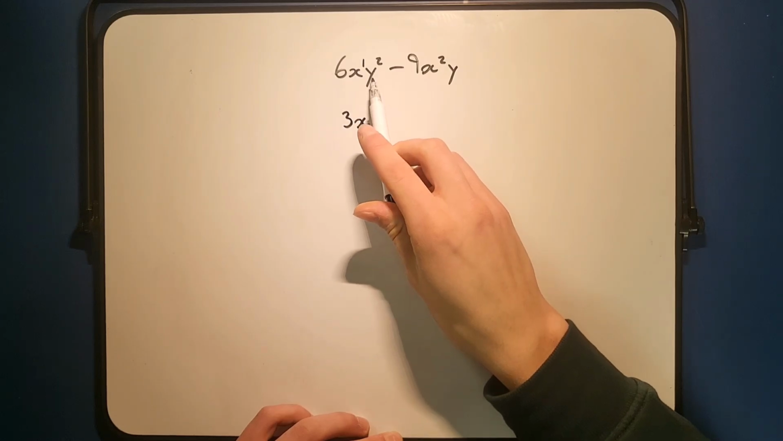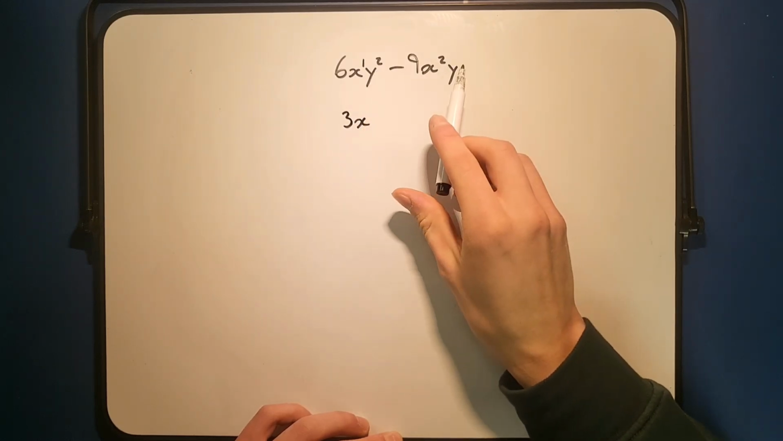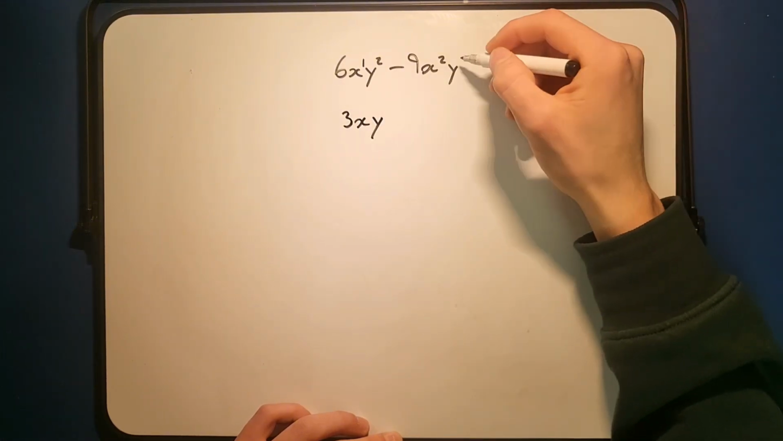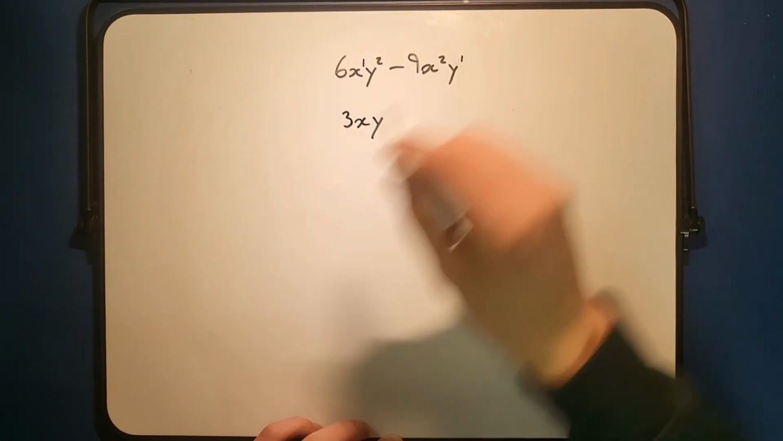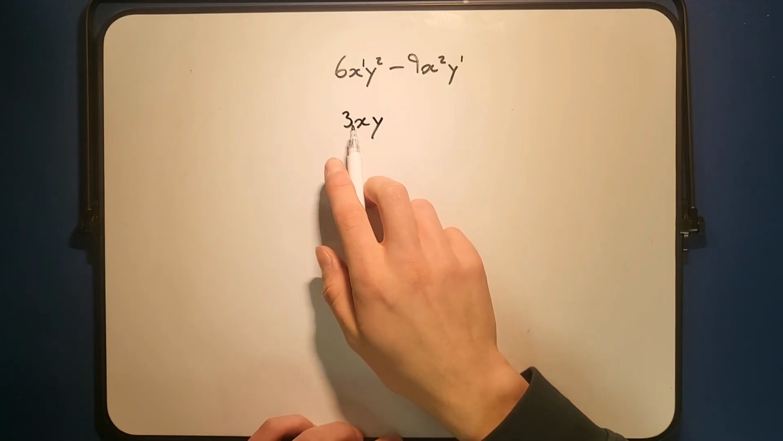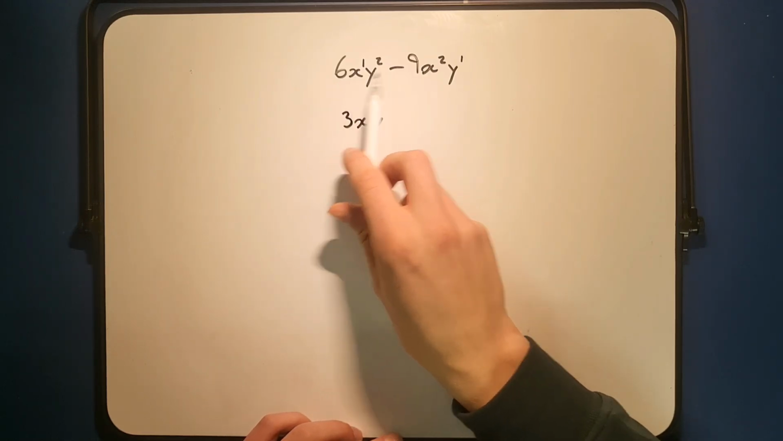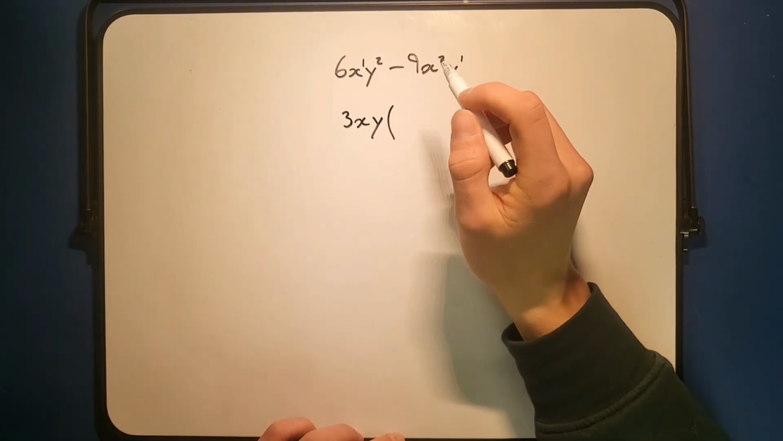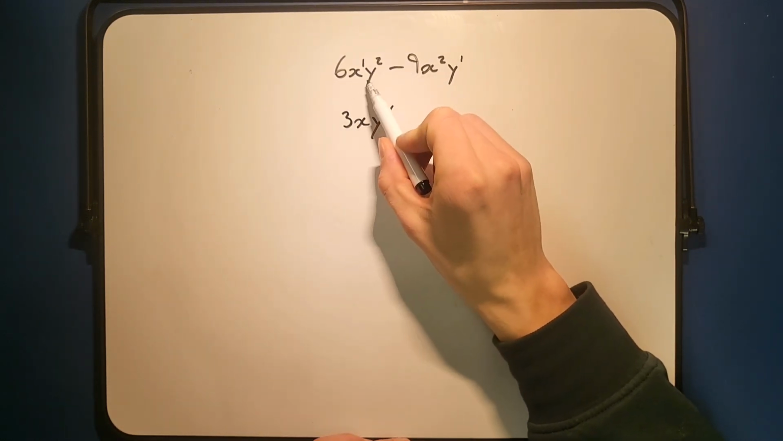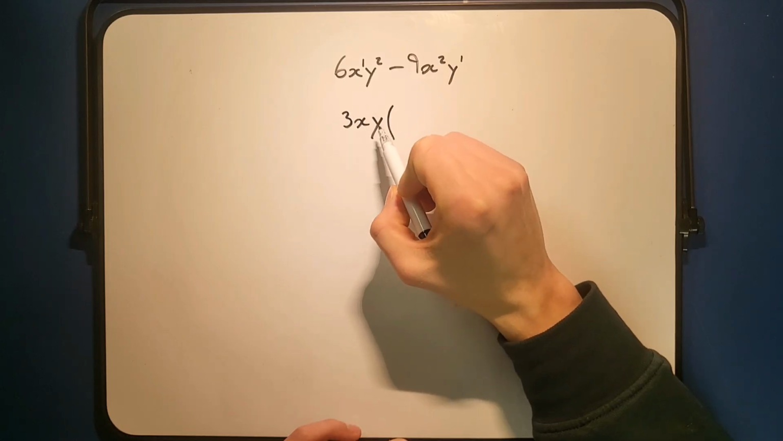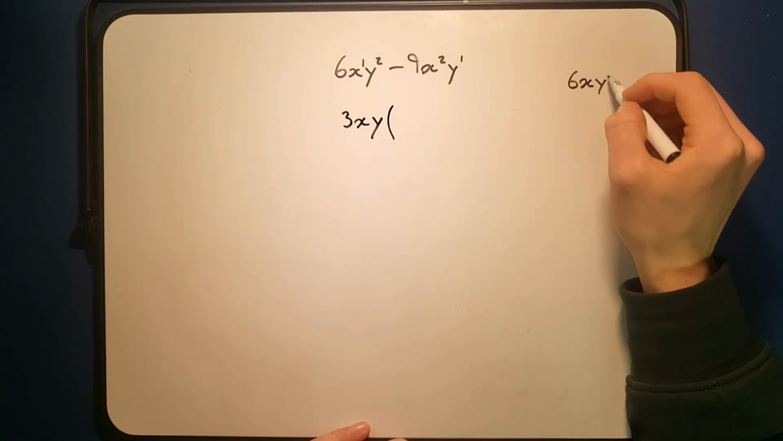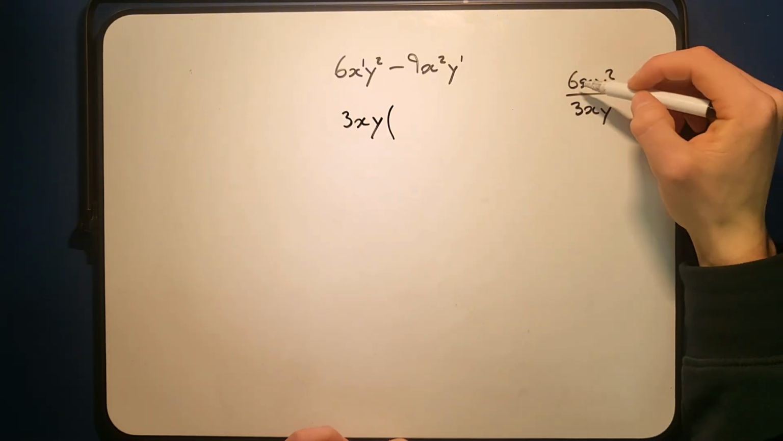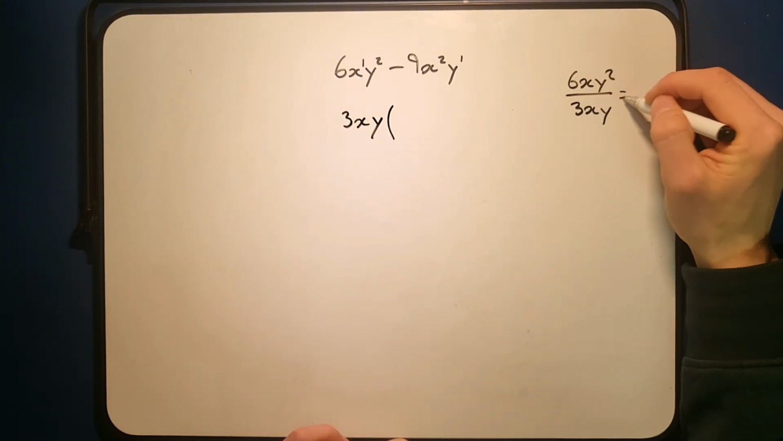And now we have the y terms. So the y squared and the y. The most amount of y's that can go into both is just 1. So y here, as this is y to the power of 1, remember? Now that we've taken all the common factors from both terms, we make our bracket, okay? So we're going to divide 6xy squared by 3xy. So 6 divided by 3 is 2.